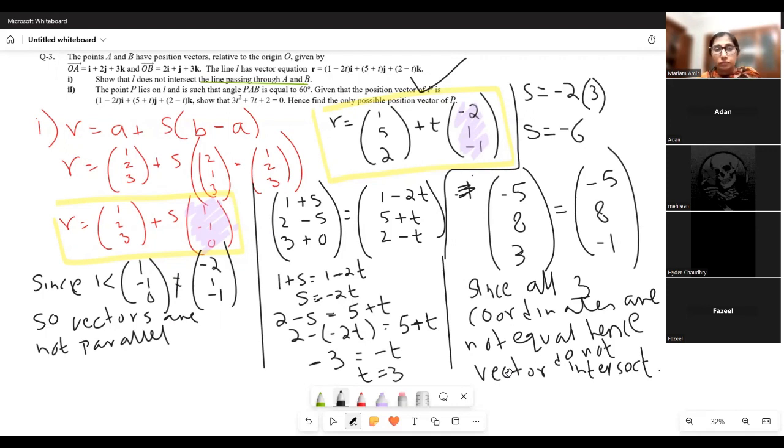Part 2. I need to clear this first. Okay, I'm going to end the lesson here and then we'll meet shortly after.